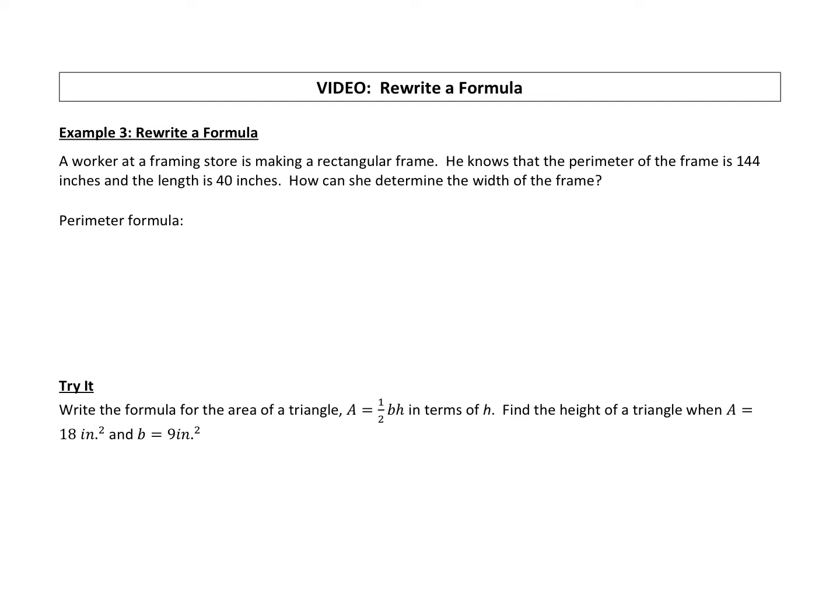All right, so we're moving on to example 3. We're going to rewrite a formula and then we'll try something similar down here. So our example is a worker at a framing store is making a rectangular frame. He knows that the perimeter of the frame is 144 inches.